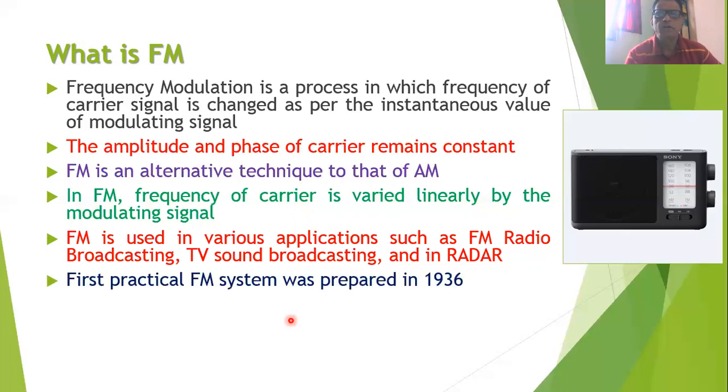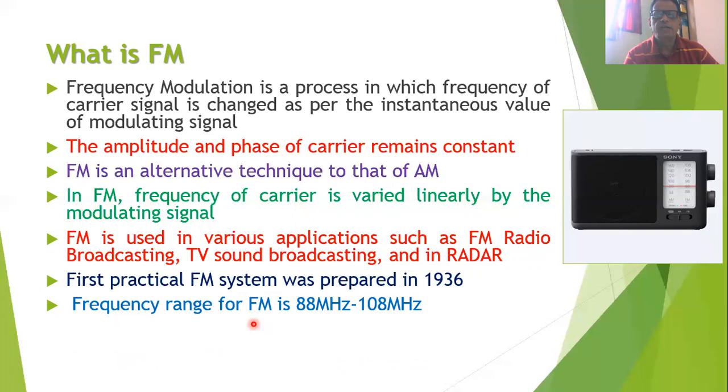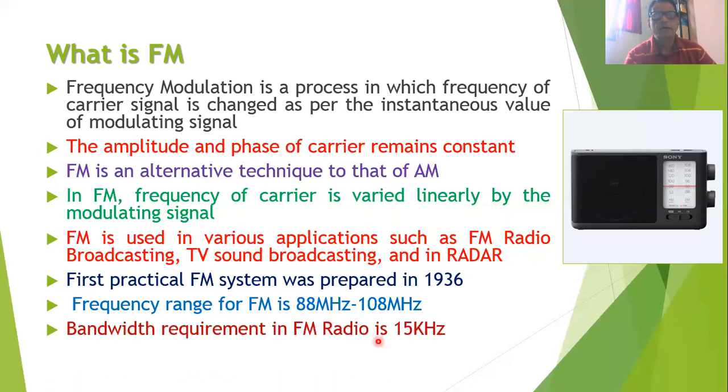Frequency modulation is not a new technique, it is an older one. The first practical FM system was prepared in 1936. The frequency range used in FM is from 88 megahertz to 108 megahertz, which is much higher than that of AM. The bandwidth requirement for FM radio is about 15 kilohertz. This higher bandwidth is possible because the frequency range used for FM is higher.